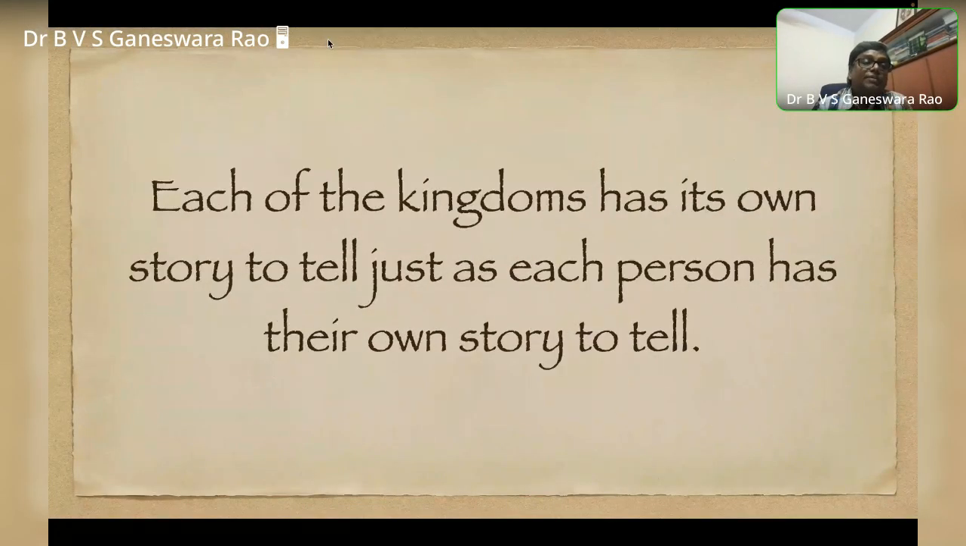So each of the kingdoms has its own story to tell, just as each person has their own story to tell, right? By understanding the kingdoms better, we can understand materia medica better and be better prescribers. So there is always some order in the physical universe. It has been described in many ways in each of the kingdoms.